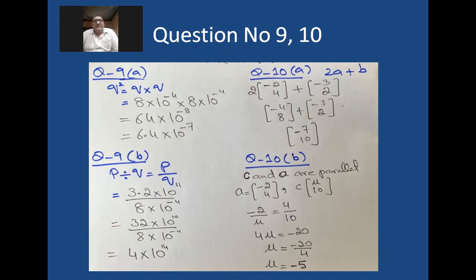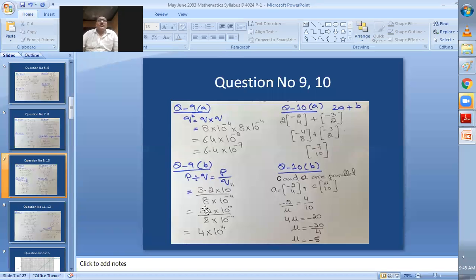So it will be 4u equals minus 20, so u will be equal to minus 20 divided by 4, and u will be equal to minus 5. So the u value will be minus 5. I hope you have understood: because they are both vectors, they are parallel to each other, so the ratio of their x and the ratio of their y is the same. Okay, let's move to the next question.